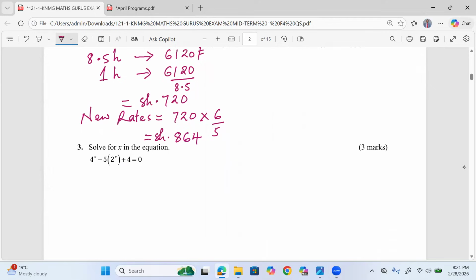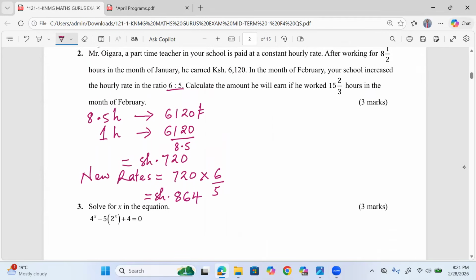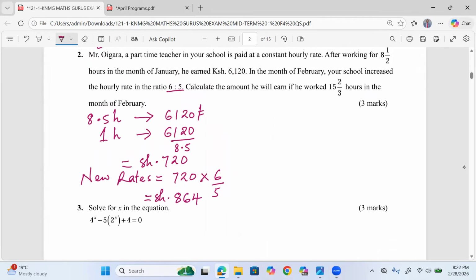per hour, sorry, 864 per hour. But now, this guy shall work for 15 hours and 2/3 in the month of February. Therefore, total earning for the month of Feb shall be 15 and 2/3 hours, each hour earning 864. This shall attract how much? Let us check. We multiply this by 15 and 2/3.